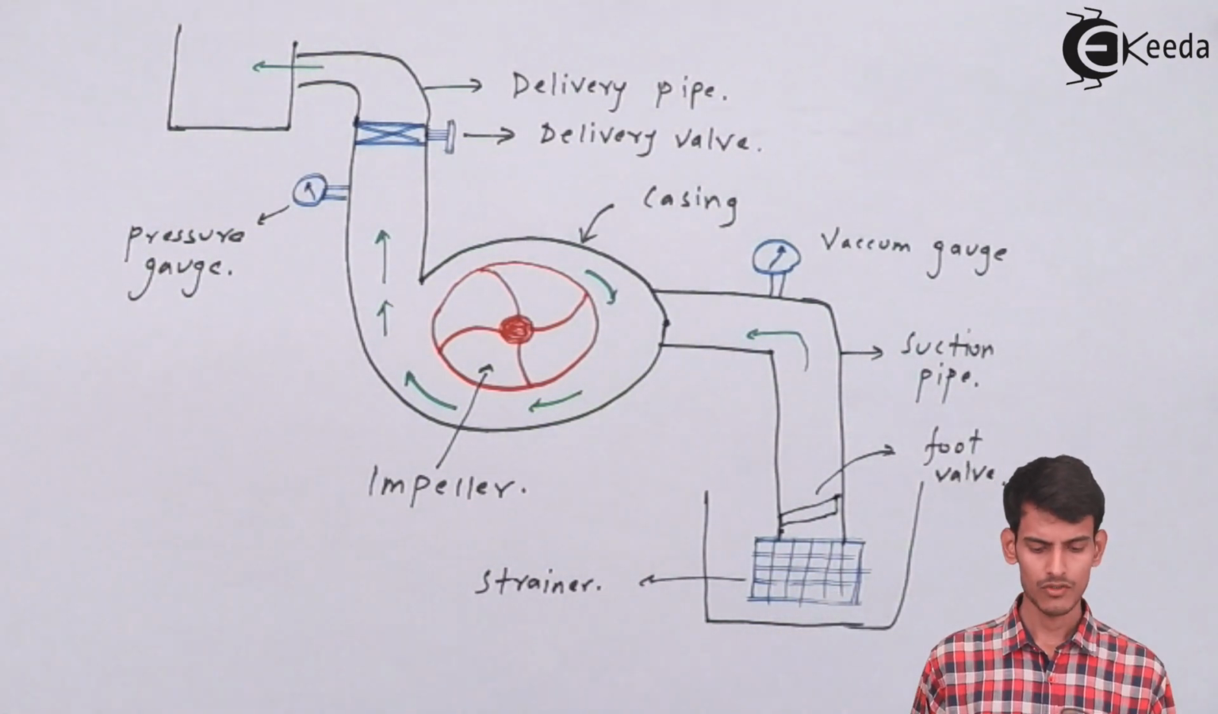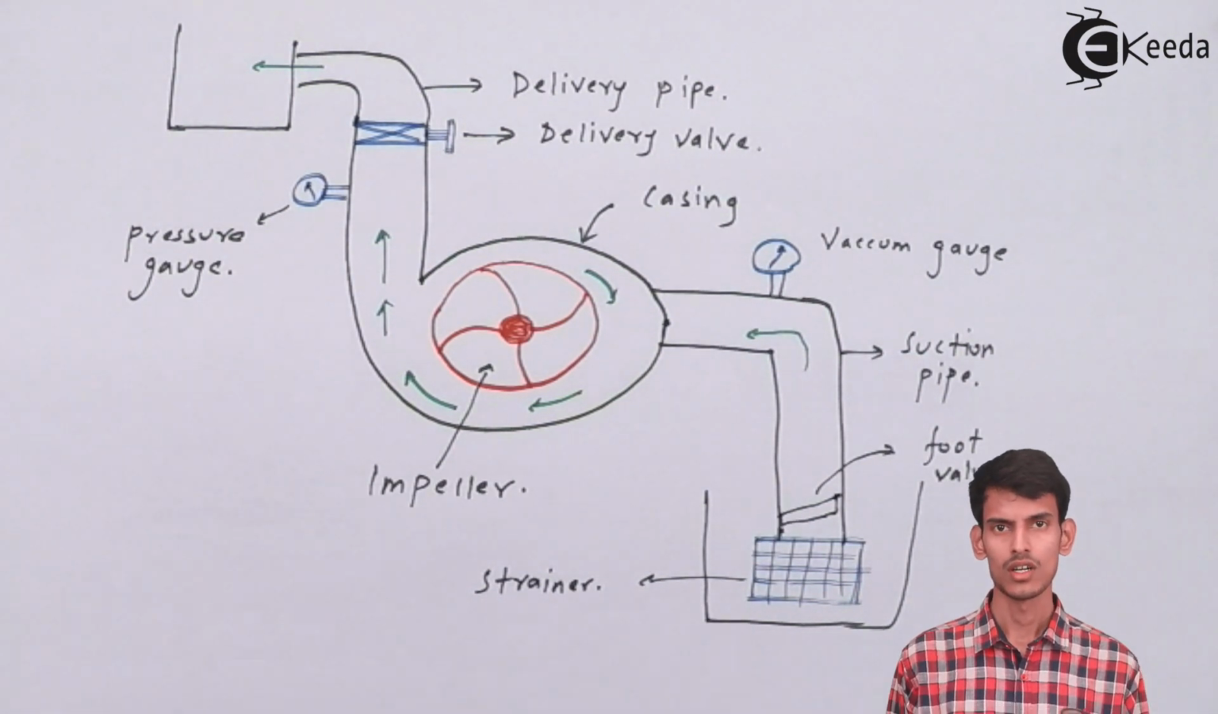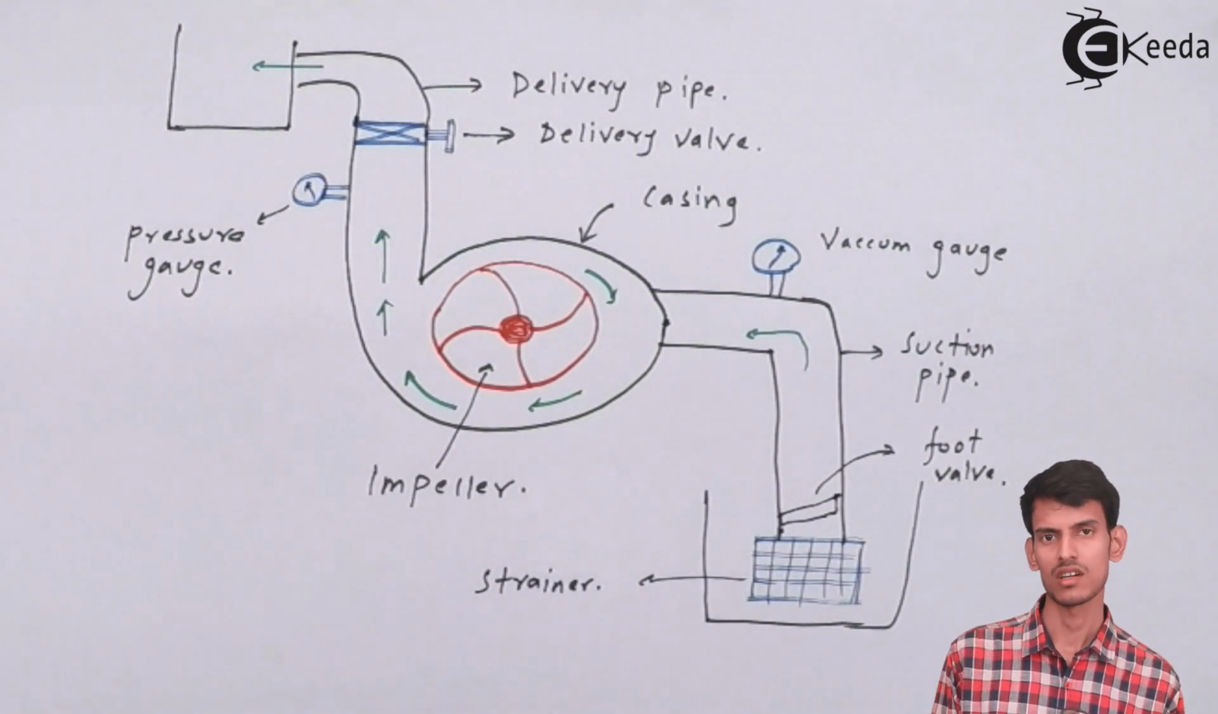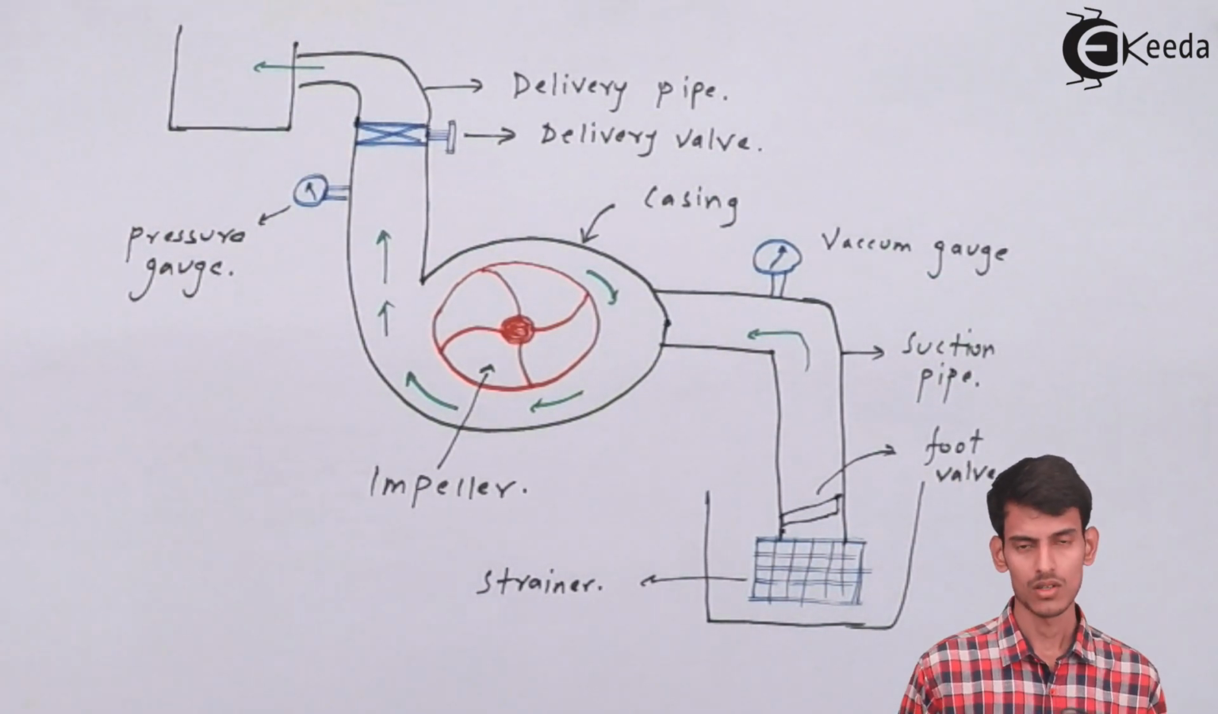So this is how a centrifugal pump looks like. As you can see, there is a suction tank where the water has to be sucked from, and you can see the delivery tank. I forgot to name them.